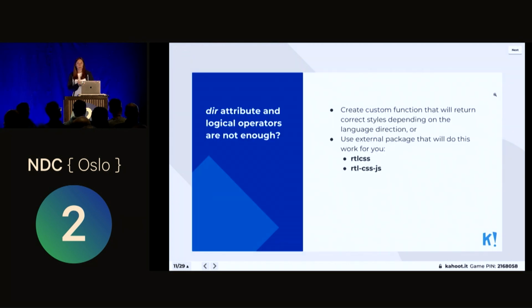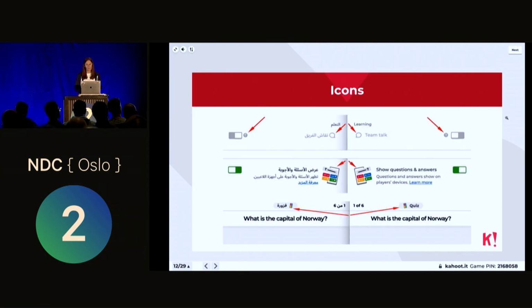What if the direction attribute or CSS logical operators are not enough? For that, there are some more solutions. You can create your custom function, which will receive the styles which you need to apply for either left or right direction language, and apply it conditionally, or you can use a third-party library which can do that for you, which also can work.